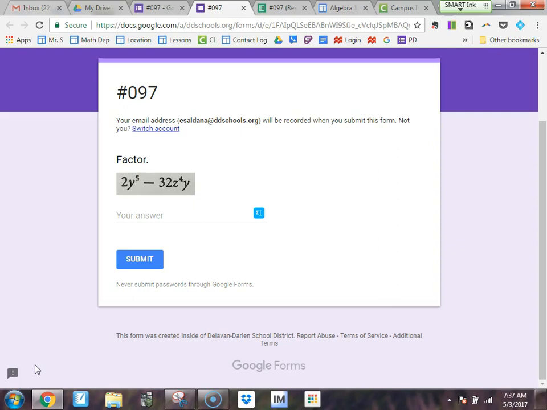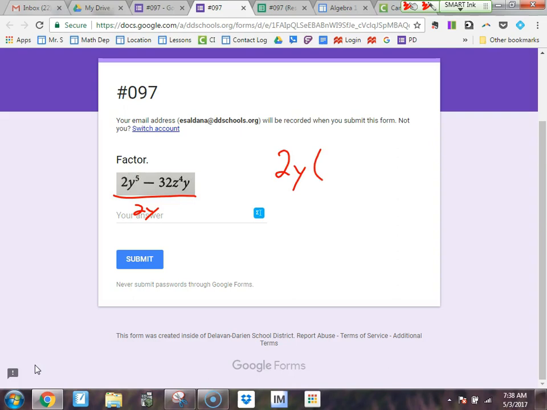The very first thing that we're going to do, much like we do all the other problems, is we check to see if there is a greatest common factor other than 1. Is there something that I can divide 2y to the 5th by and 32z to the 4th y by? You can divide by 2, but also by just a y, not a y to the 2nd. So I can divide by a 2y. That's what we'll do. To start off, we'll divide each one of these by a 2y. What that does is it puts a 2y on the outside.